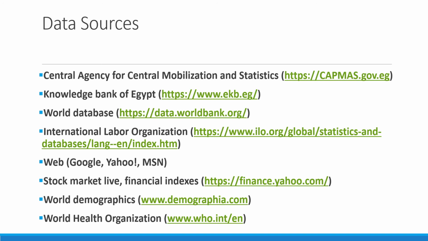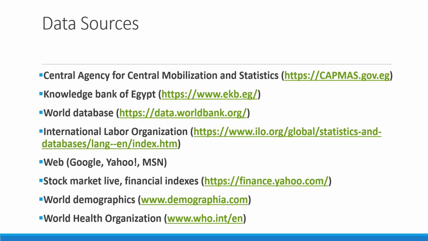The second source of data collection is using books and published articles, and for this we have the Knowledge Bank of Egypt. It's a very rich portal that contains many internationally recognized journals that are included in the Thomson Reuters database and in the Scopus database, and it also contains thousands of books.